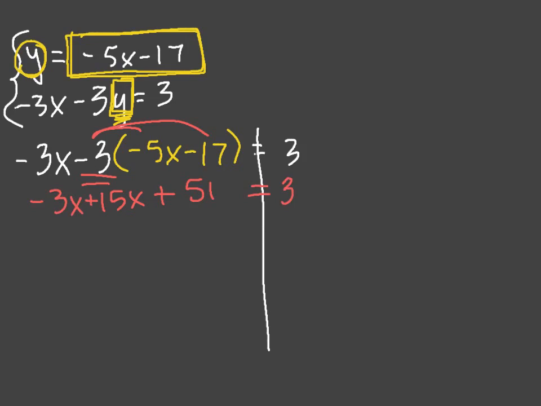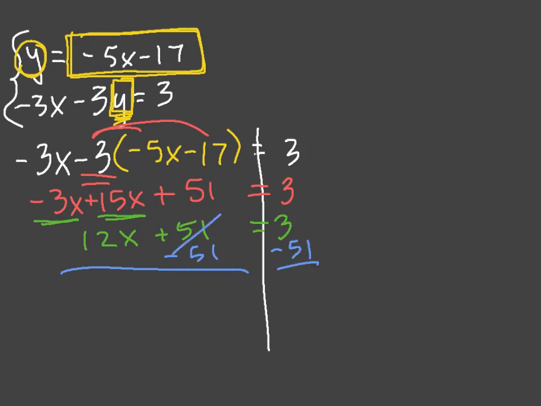Now from here, I'm going to combine my like terms. I'm putting my x's with my x's. Negative 3 plus 15 is going to be 12x. The plus 51 comes down, and it's still going to equal 3. Now I can subtract 51 from each side. Remember, our goal is just to get the x by itself. So we're left with 12x equals negative 48. And then lastly, we are going to divide by 12 on each side. So x equals negative 4.